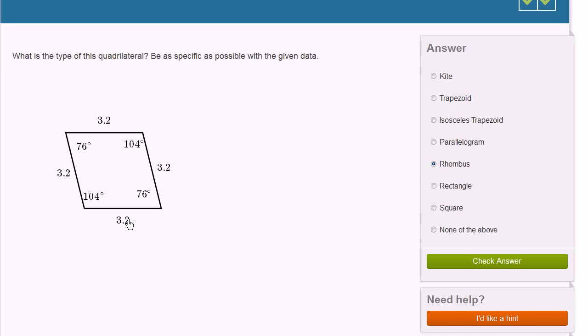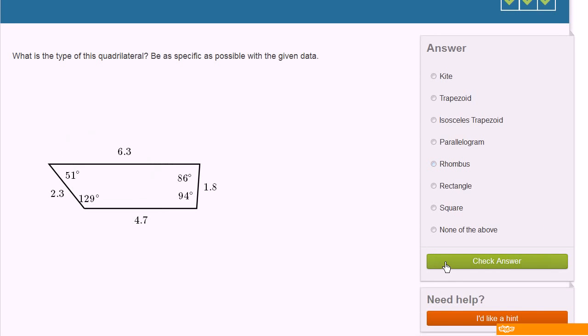Not every parallelogram is a rhombus, but every rhombus is a parallelogram. Here, they have the sides are parallel to the side opposite, and all the sides are equal. Let's do a few more of these.